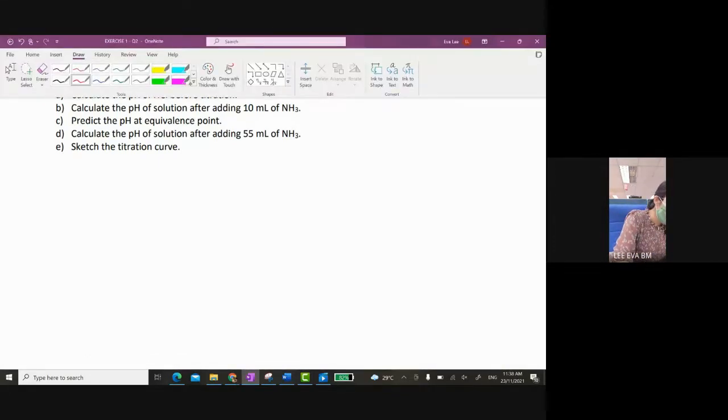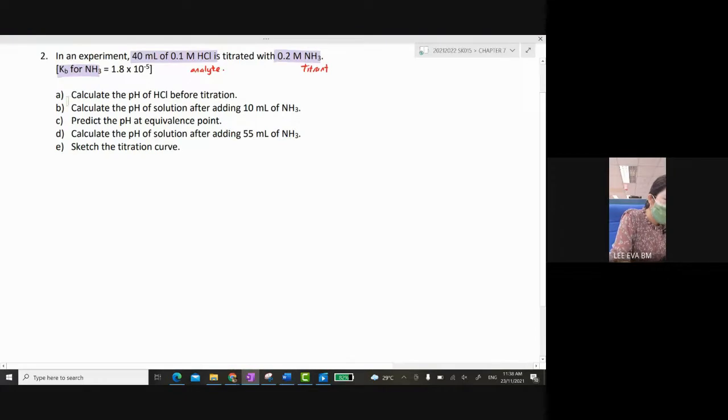The questions down below here, we have A, calculate the pH of HCl before titration. So the clue is already given. Before titration, the content inside the conical flask is just the analyte. So the analyte will be your HCl. And then throughout the questions, you don't see any changes in volume for the HCl. So confirm again, HCl is your analyte.